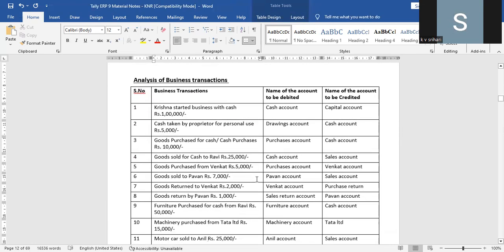Concentrate on the business transactions, how to post the debit and how to post the credit. Identification is very, very important.